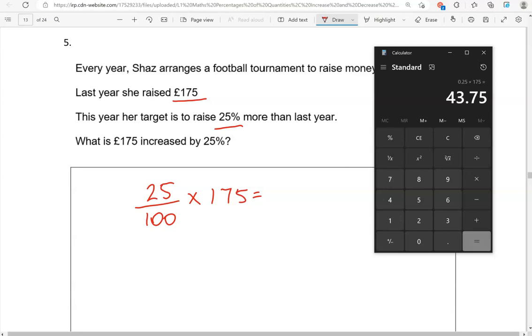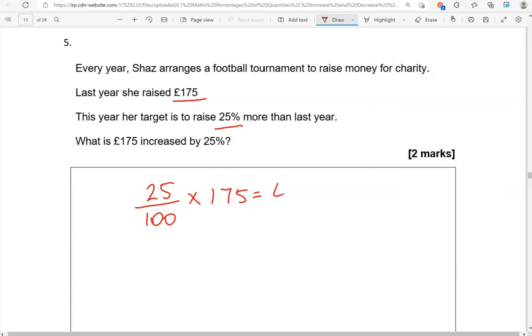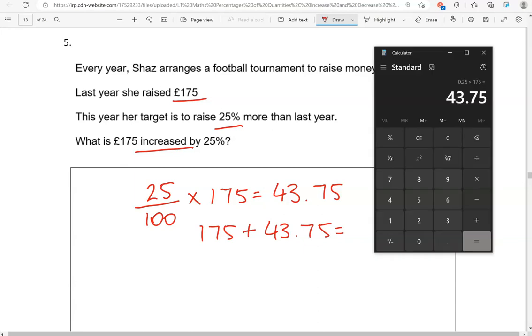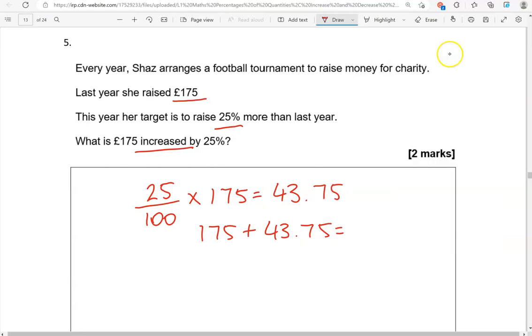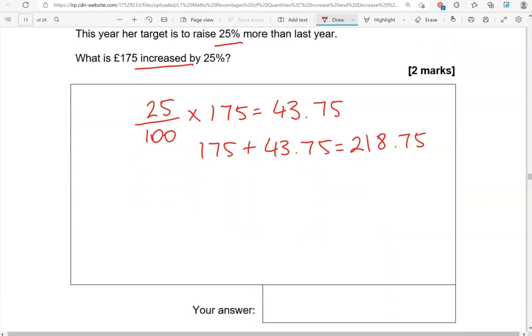Which is 43.75. So that's an increase. So we're going to add it on top of 175. Which gives us 218.75. So that's £218.75.